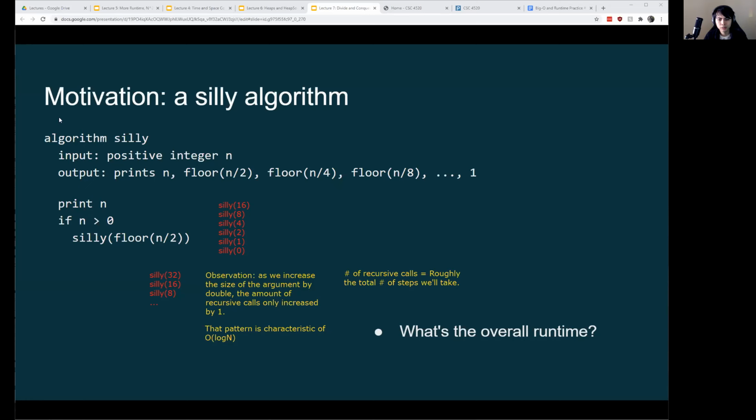Okay. So the overall runtime is log of n because of this observation we did with this example. Essentially, log of n algorithms are really good. They're really effective because as you see, it doesn't matter how big of an argument we put in, the number of steps we take in order to process that argument and complete the algorithm is relatively small. It's even better than O of n, which is typically what we would consider effective.